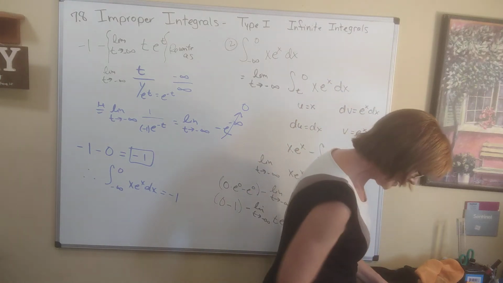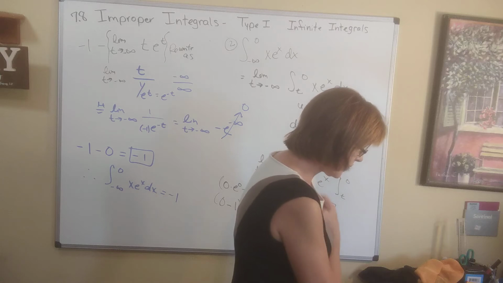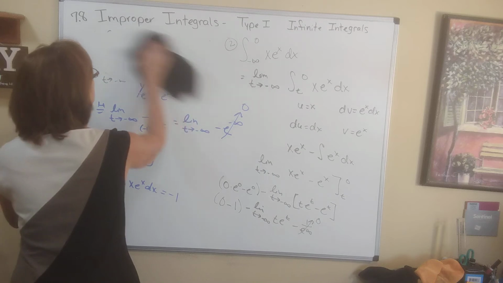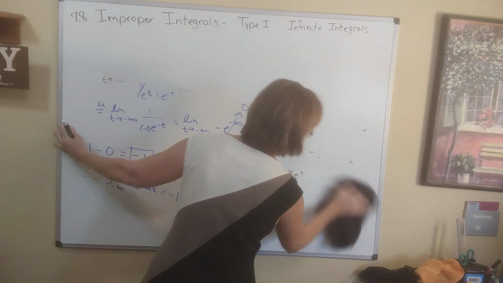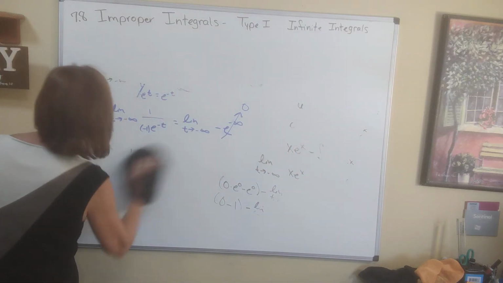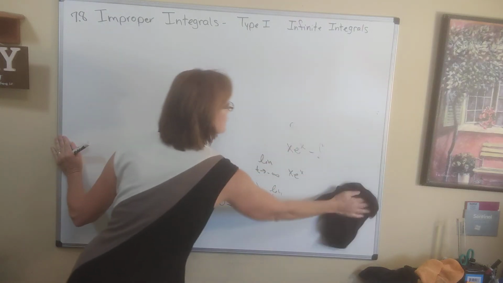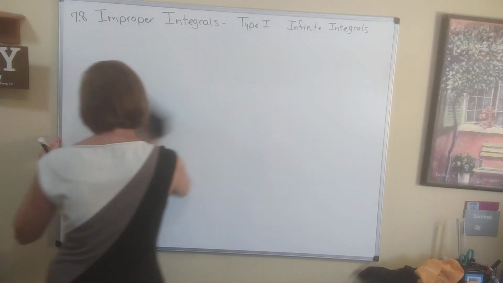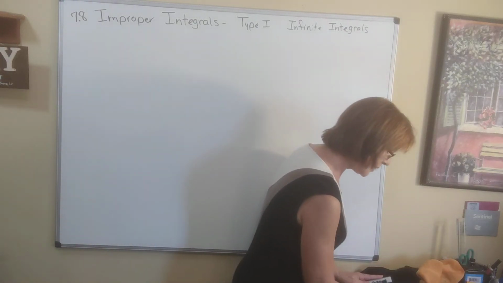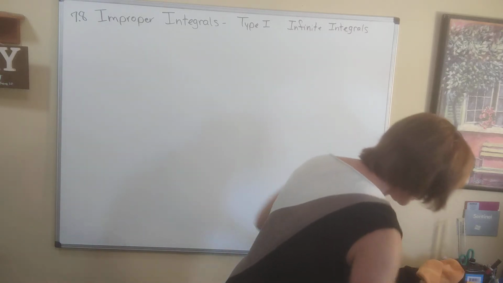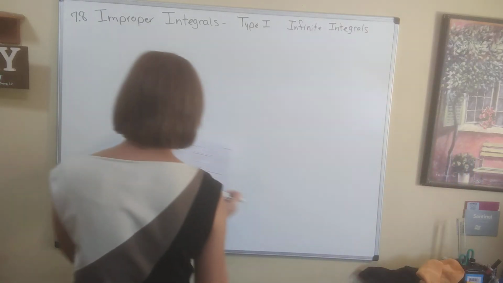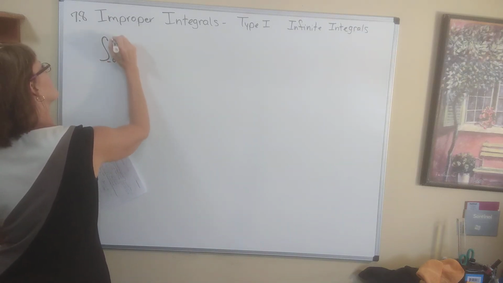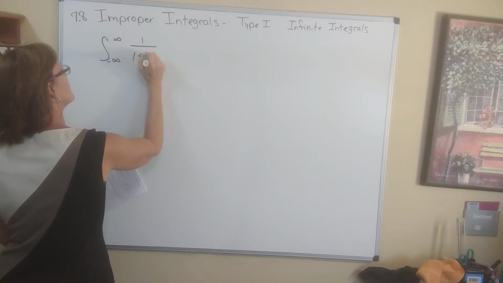How about number 3? Let's see what happens here. What about if we're going from negative infinity to positive infinity? What happens there? All right. This is the third type we could get. They say, okay, evaluate this from negative infinity to positive infinity of 1 over 1 plus x squared dx.